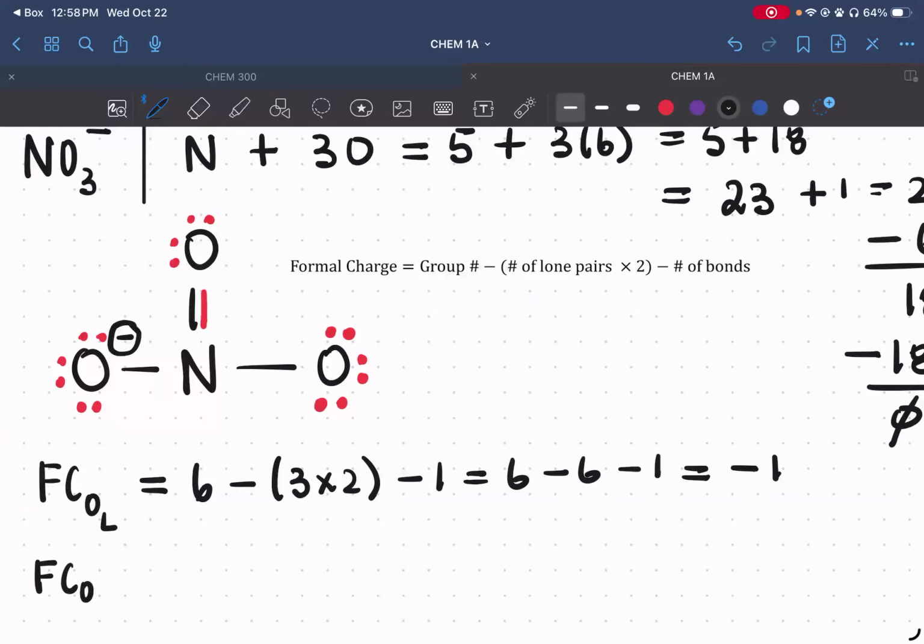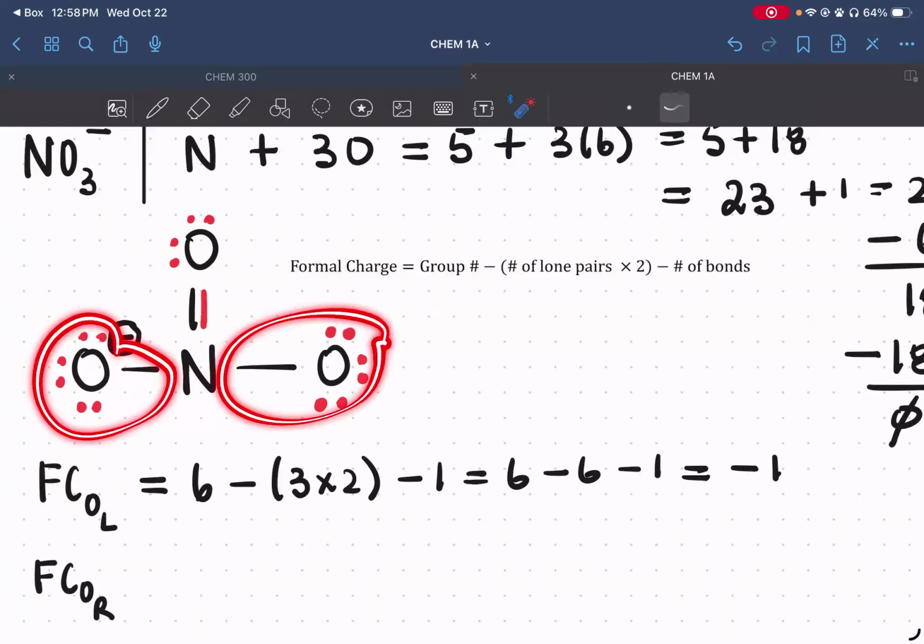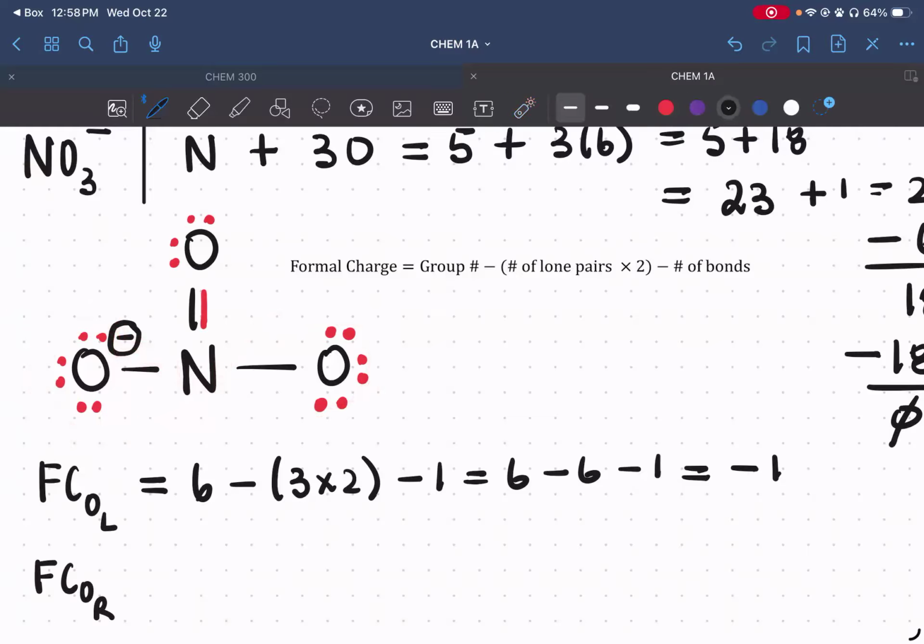How about the oxygen on the right? Do I need to spend time manually calculating this? No, I don't. Recognize that both of these oxygens are identical. So I don't even need to spend time. I can quickly say -1. So this oxygen over here is also -1.